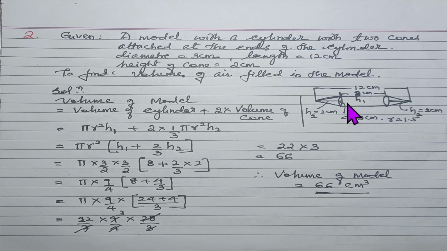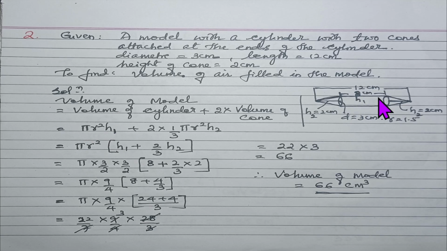Now we have three solid figures here. In the center we have the cylinder, on the left side we have a cone, and on the right side also we have a cone. So we have to find the volume of the cylinder plus 2 times the volume of one cone, because both the cones are identical. Now the volume of cylinder will be pi r square h1.